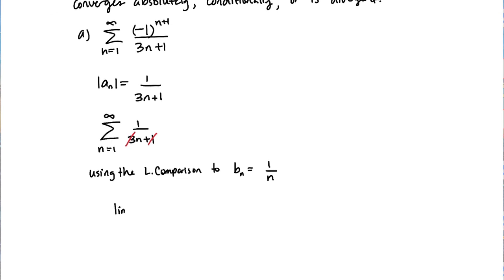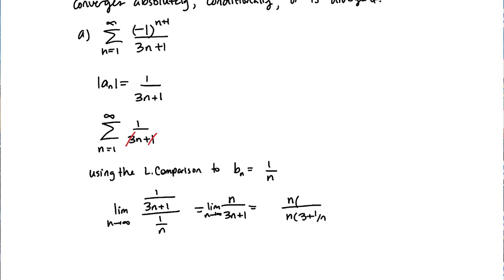So if I take the limit as n goes to infinity of our unknown over our known, the harmonic series, we end up getting n in the numerator, 3n plus 1 in the denominator, and as n goes to infinity, factoring out the n in the numerator and denominator, we're left with the limit as n goes to infinity of 1 over 3 plus 1 over n, which is just going to give us 1/3 for our limit. So if we think back to our limit comparison test, we've got a finite number, which means that the behavior of the series is the same.